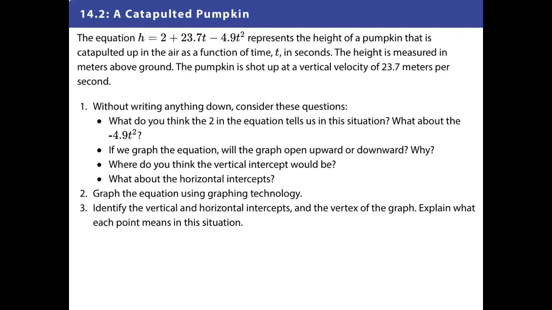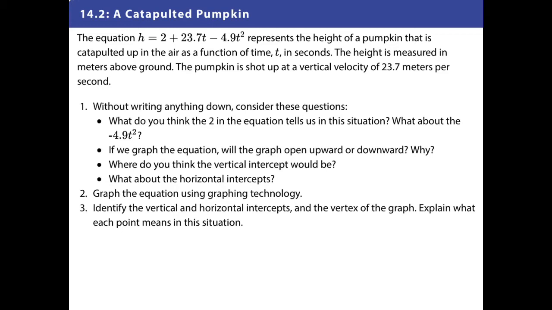The 2 tells us the pumpkin is 2 meters above ground before it is launched. The negative 4.9t squared shows the height lost due to gravity, like the negative 16t squared in the cannonball problem that we did last week. The graph would open downward. The height starts at 2 meters and then increases as the pumpkin is shot up, and eventually it decreases as the pumpkin falls back to the ground.